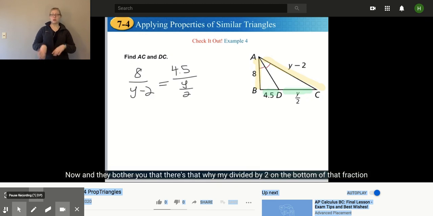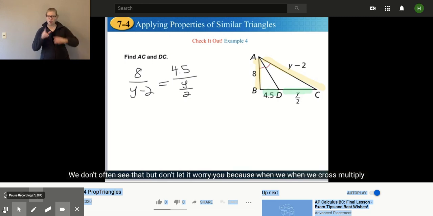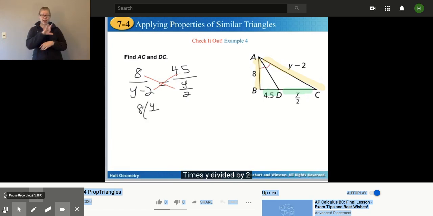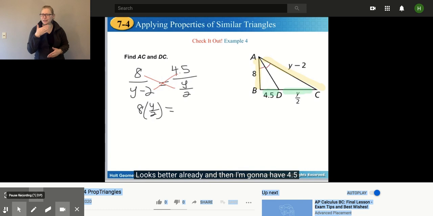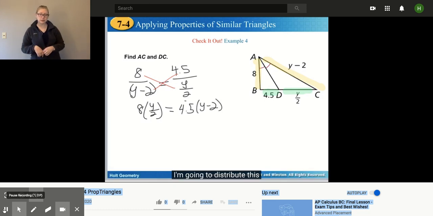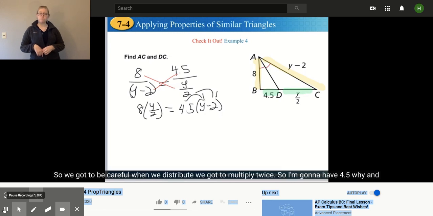Now, it may bother you that there's that y divided by 2 on the bottom of that fraction. We don't often see that, but don't let it worry you, because when we cross multiply, it's not going to be on the bottom anyway. So we're going to cross multiply this, and so now I'm going to have 8 times y divided by 2. Looks better already. And then I'm going to have 4.5, but remember I'm multiplying this by y minus 2, so I need parentheses here, y minus 2. And I'm going to distribute this. So we have to be careful when we distribute. We have to multiply twice.